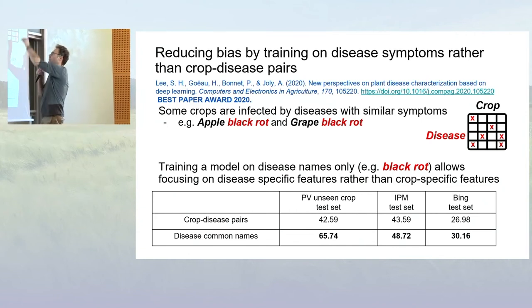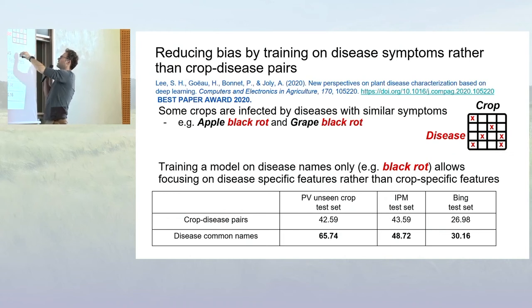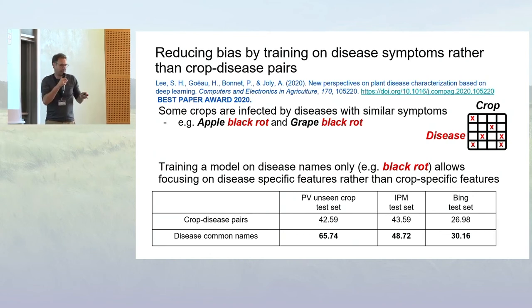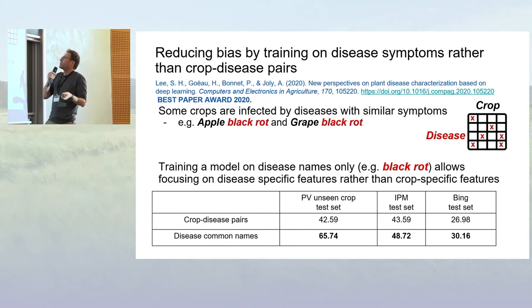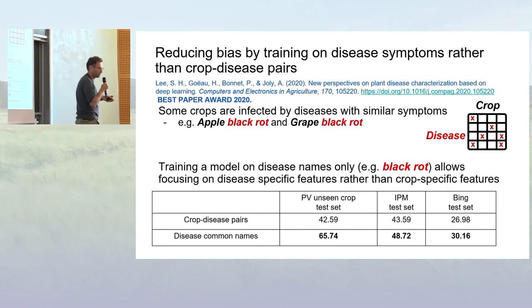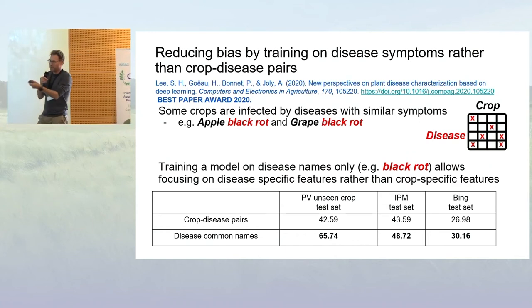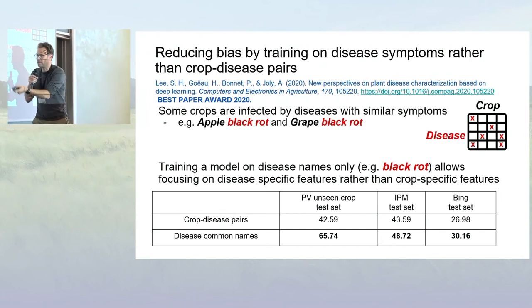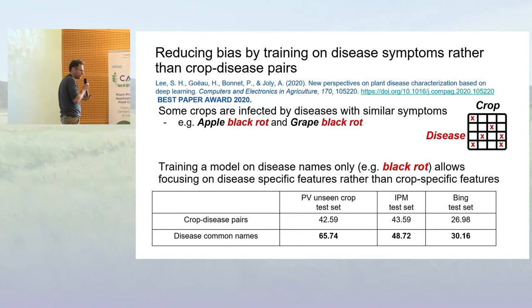And so somehow you have a crop-disease matrix, so some crops have the same disease. A disease can be in different crops. And one of the disease classes is the healthy class, of course, and the healthy class is common to all the crops. What we tried is simply to train a classifier only on the disease, regardless of the crop. Just a simple approach. And just doing this, you have some better performance. You improve the classification because you focus more on the disease features than on the crop features themselves.